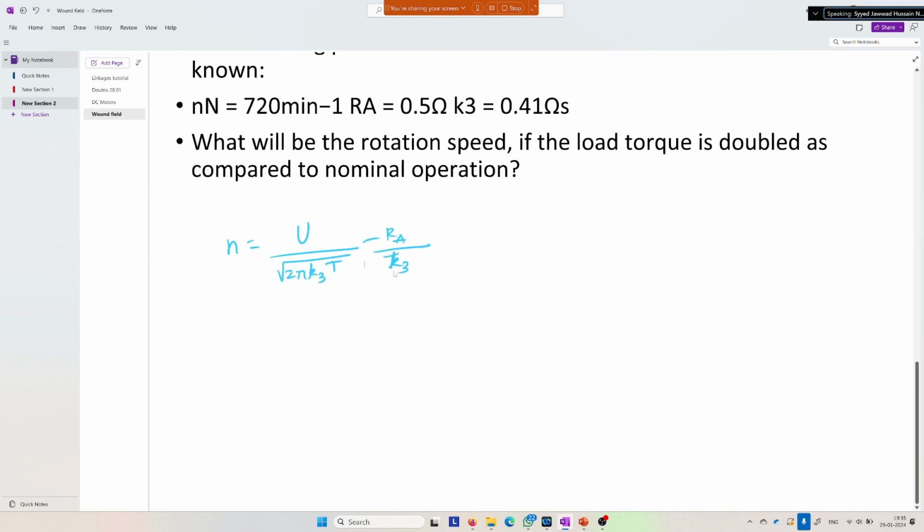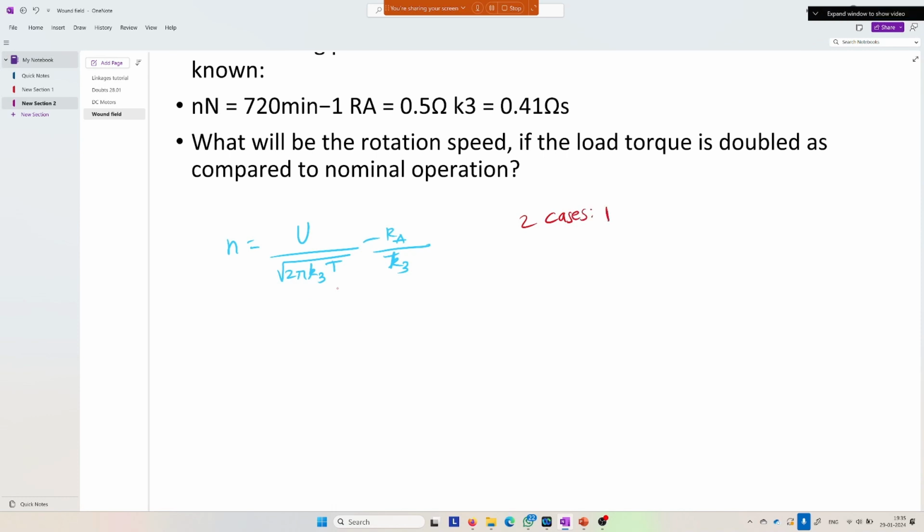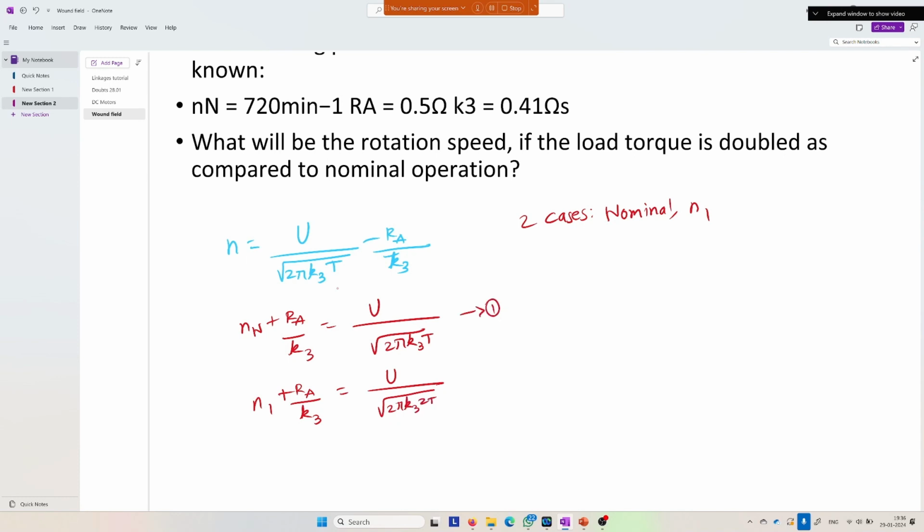Let us look at this, I will draw it. So I will take two cases: nominal, and then another case which is some N1 which I don't know. So N nominal plus RA by K3 equals U divided by root 2 pi K3 T, and N1 plus RA by K3 equals U divided by root of 2 pi K3 2T. Equation 1, equation 2.